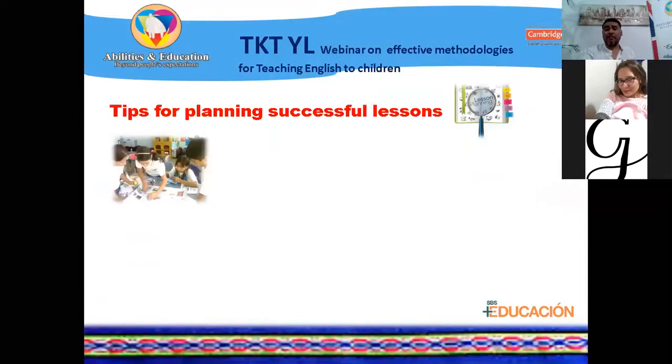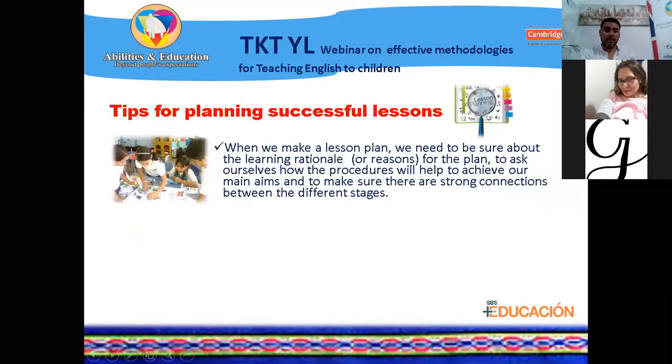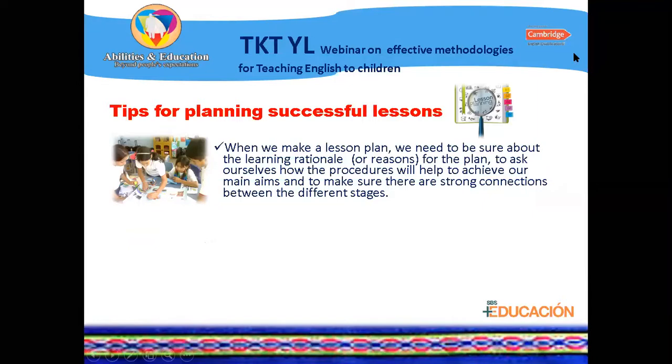All right, here come some tips for successful lessons. Number one, when we make a lesson plan, we need to be sure about the reasons for the plan, the learning rationale. To ask ourselves how the procedures will help to achieve our main aims and to make sure there are strong connections between the different stages.